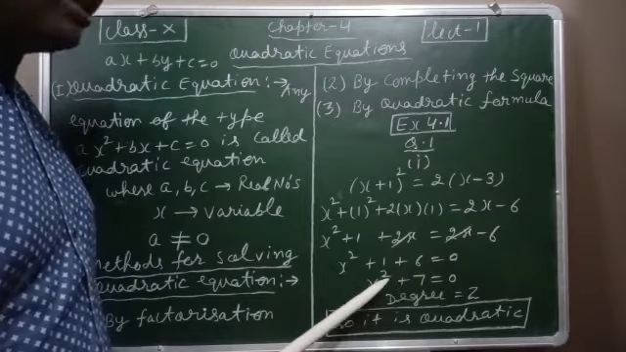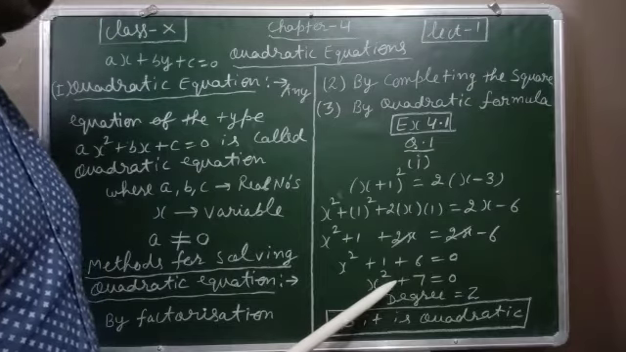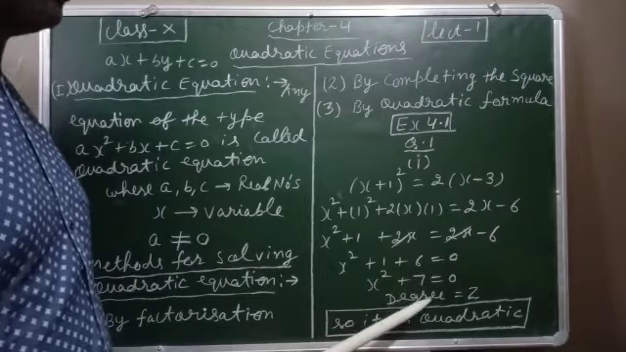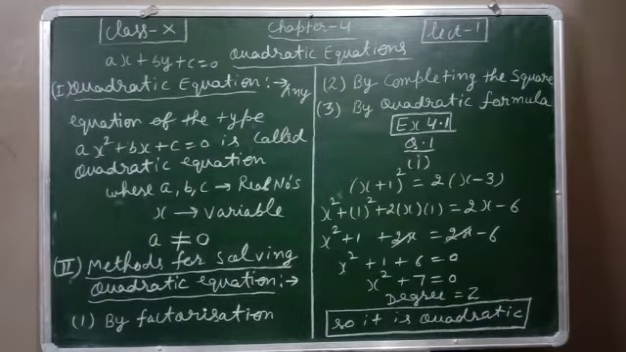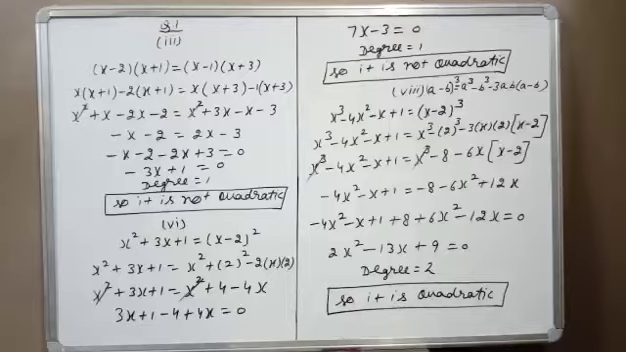So if I see here, degree is 2. If degree is 2, then I can say it is quadratic. So in all the parts we have to check whether it is quadratic or not. Okay, let us discuss some more parts.